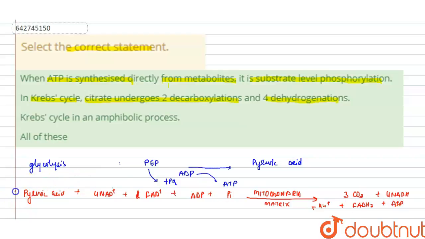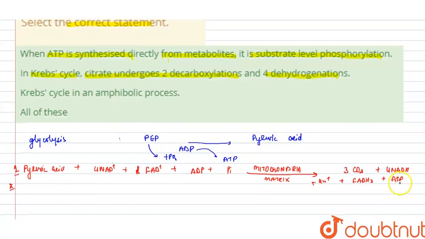Now this is from 1 molecule of pyruvic acid, whereas in the case of the Krebs cycle 2 molecules of pyruvic acid enter. Alright, so at the end we'll get 6 carbon dioxide, 8 NADH, 8 H positive, 2 FADH2 molecules and 2 ATP molecules. So in this process 2 decarboxylation and 4 dehydrogenation occur. Next statement is the Krebs cycle is an amphibolic process.